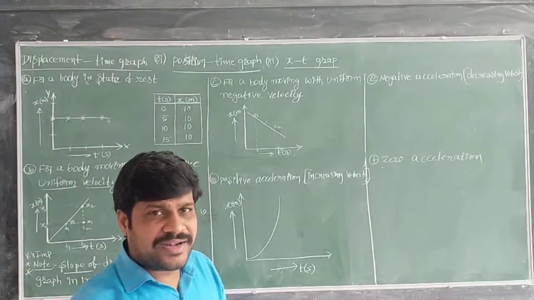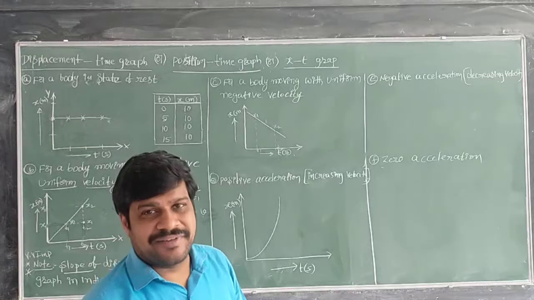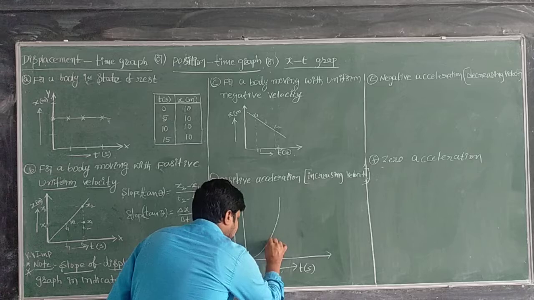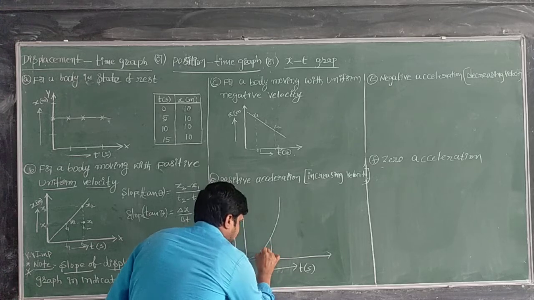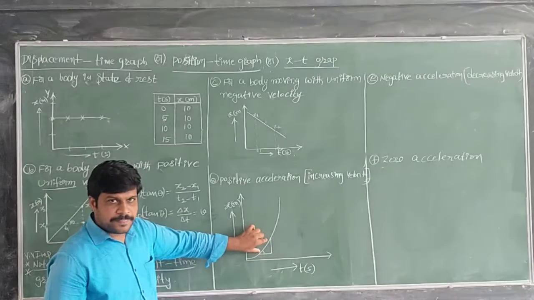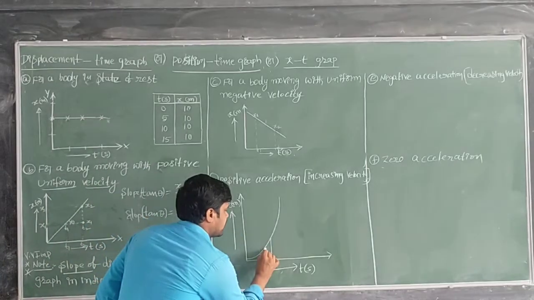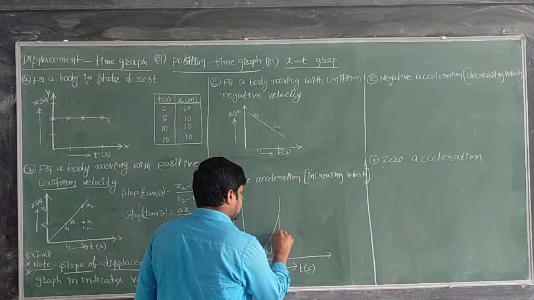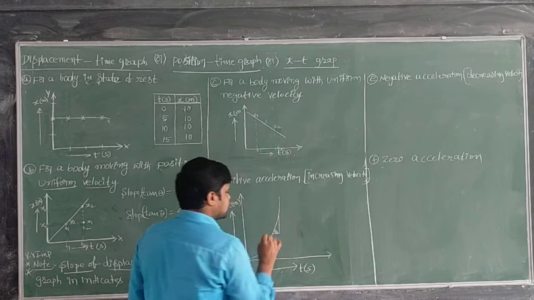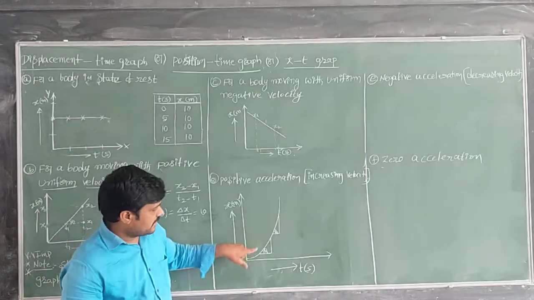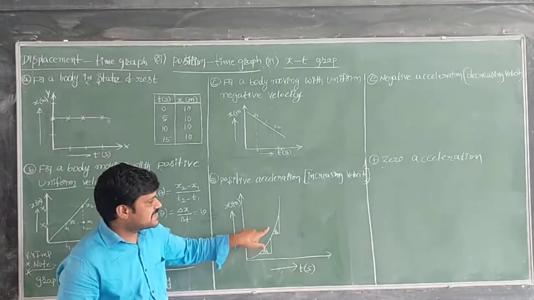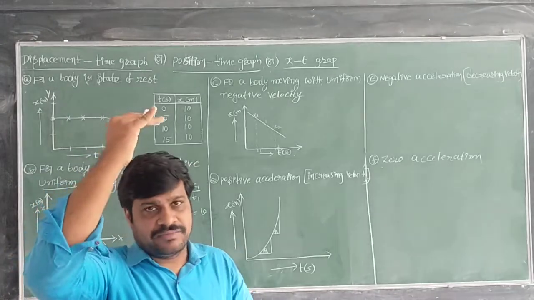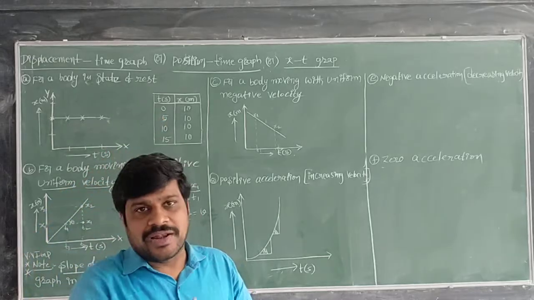Sir, how do we understand that it is increasing velocity or positive acceleration? If you look between these 2 points and measure the slope, the slope is theta 1. Next, between these 2 points you measure the slope, which is theta 2. Compared to the first case, in the second case the slope value is increasing.